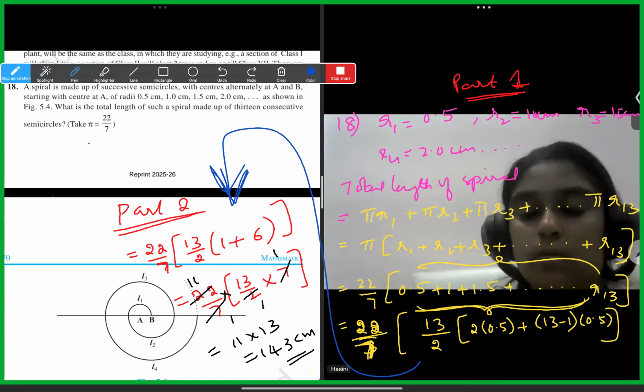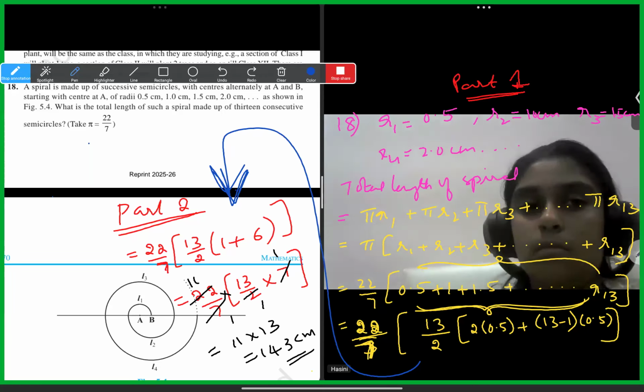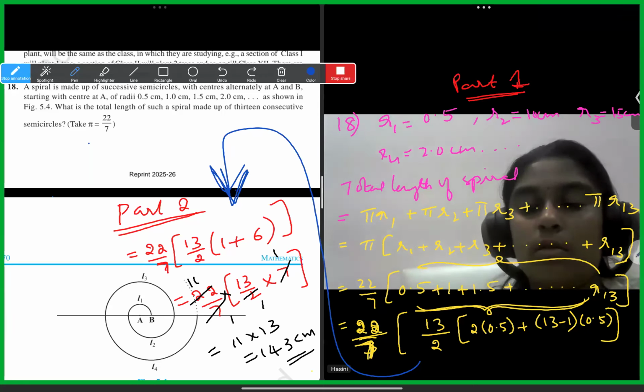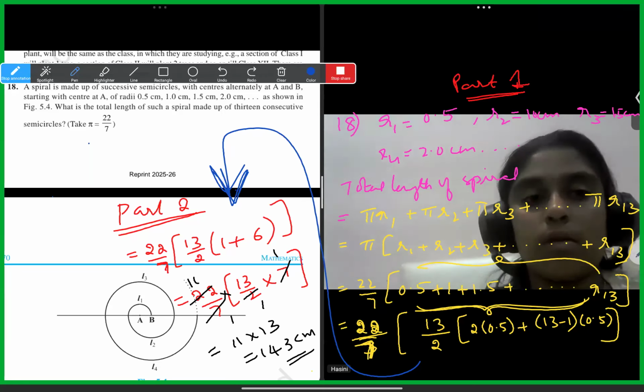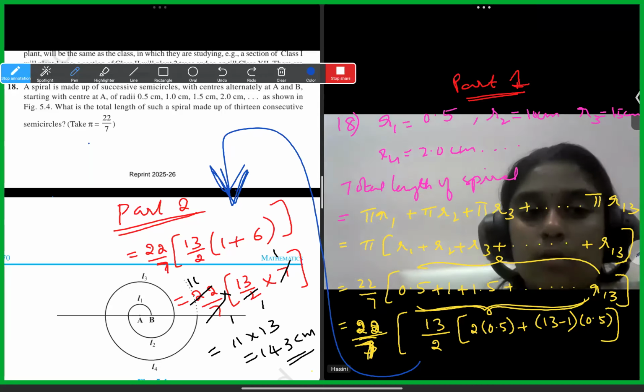Then we took pi common, and the remaining part became a series in AP, sum of 13 terms. We applied the formula n by 2 into 2a plus n minus 1 into d. N is 13, a is 0.5, d is also 0.5. In the middle of the sum, we applied the sum of n terms formula after taking pi common. The radii of all the semicircles are the terms in this AP series.